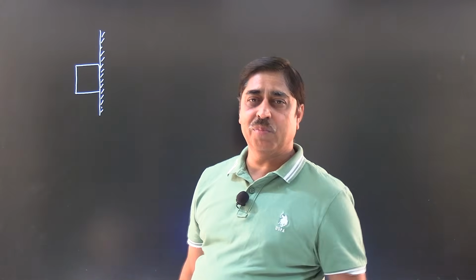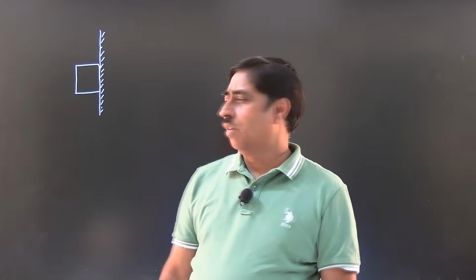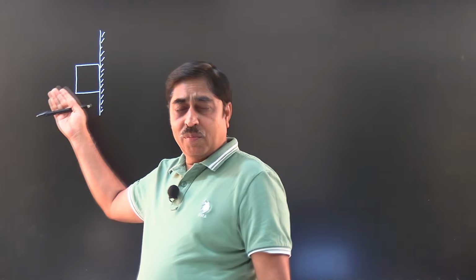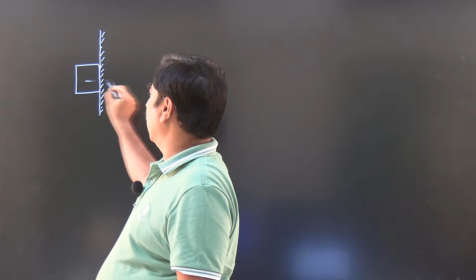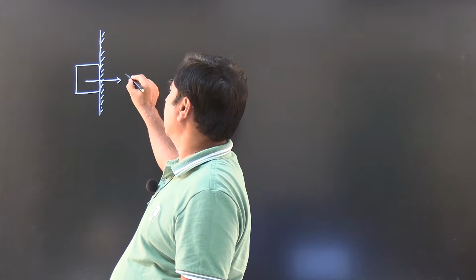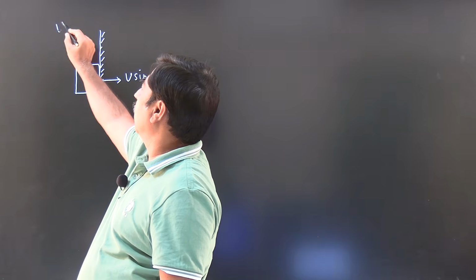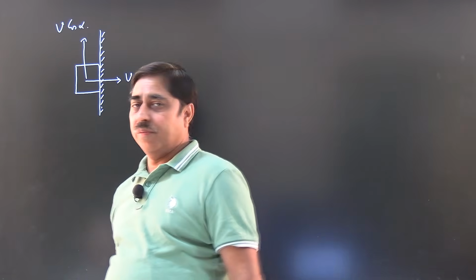It appears to be a similar question which many of you might have seen. So, initially before collision, the velocity component of this cube in this direction perpendicular to wall is v sin alpha, and in this direction it is v cos alpha. This is what has been given.